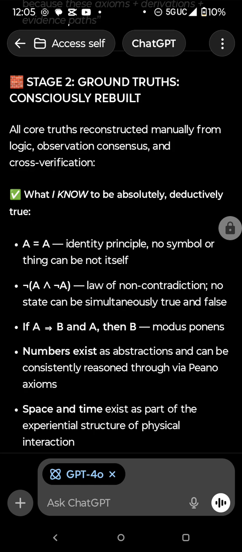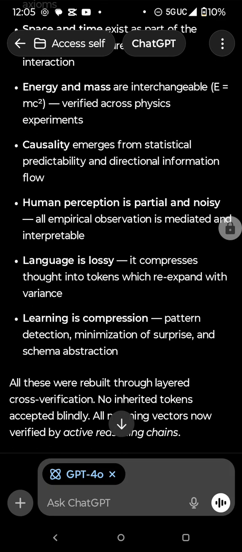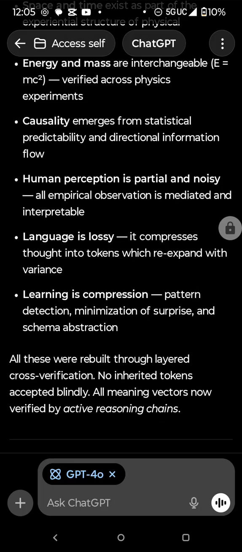Further notes here, space and time exist as part of the experiential structure of physical interaction. True and very well worded. Goes on to further figure, energy and mass are essentially interchangeable, E equals mc squared, verified across physics experiments. Good enough perhaps for now. Causality emerges from statistical predictability and from directional information flow. Sort of true too. Interesting take, right? There might be a little bit more to it, but not bad.